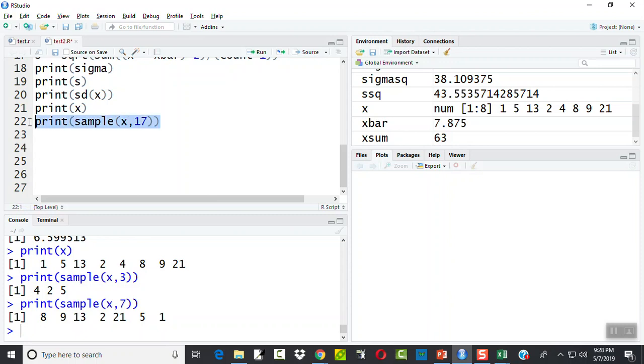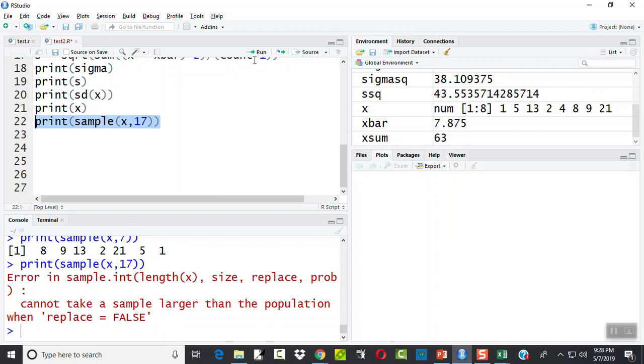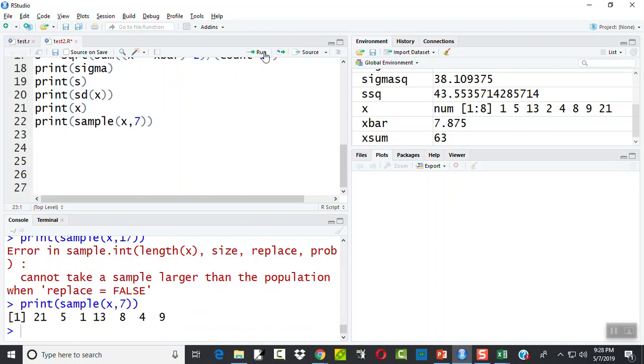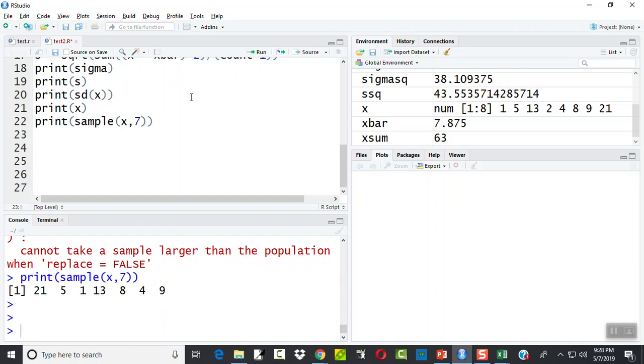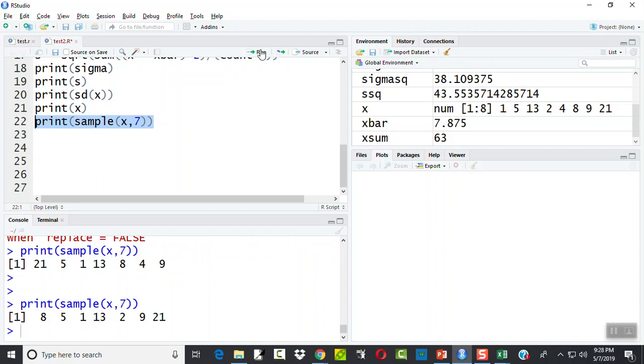7, do 17. Okay, gives us an error. I was wondering if it'd give us duplicates. Let me try this again. I guess I ought to have it highlighted. Let's try that one more time.